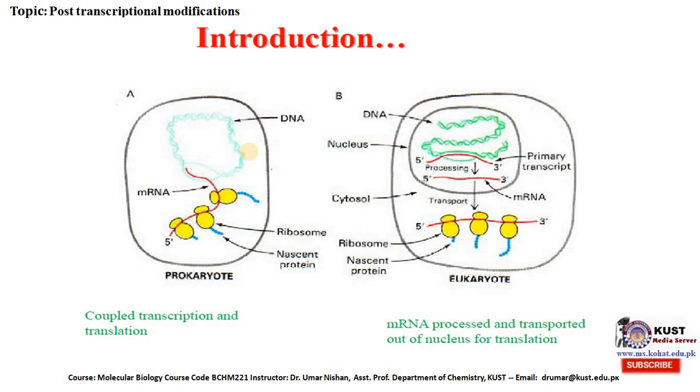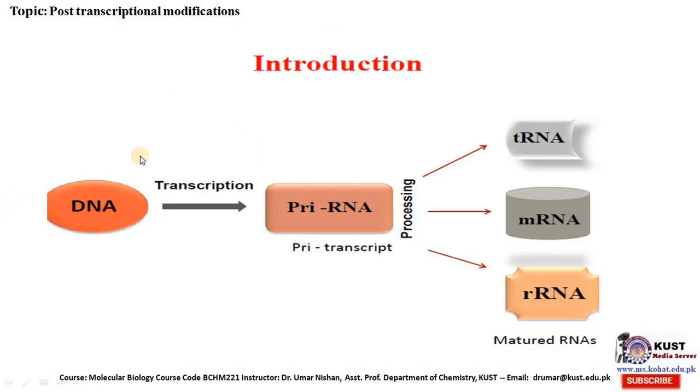So now, we know that from DNA, through the process of transcription, we get the primary transcript. Now this primary transcript is processed to tRNA or transfer RNA. It is also processed to messenger RNA or mRNA, and to rRNA or ribosomal RNA. So these are the three major mature RNAs that we get as a result of post-transcriptional modification of the primary transcript.